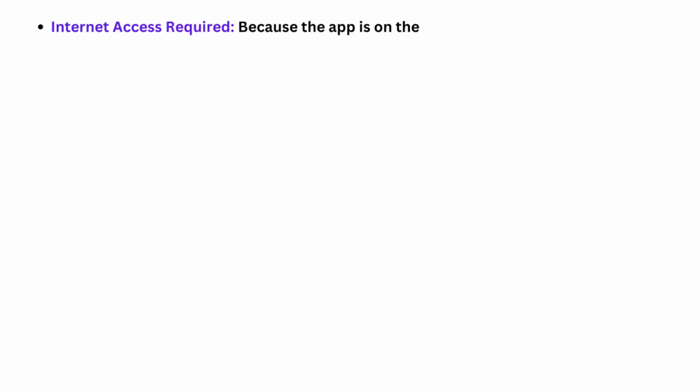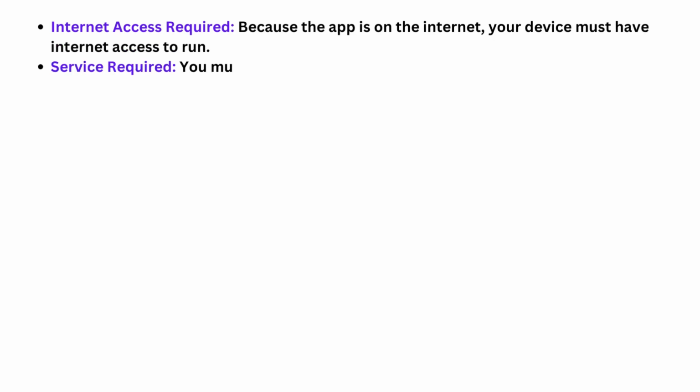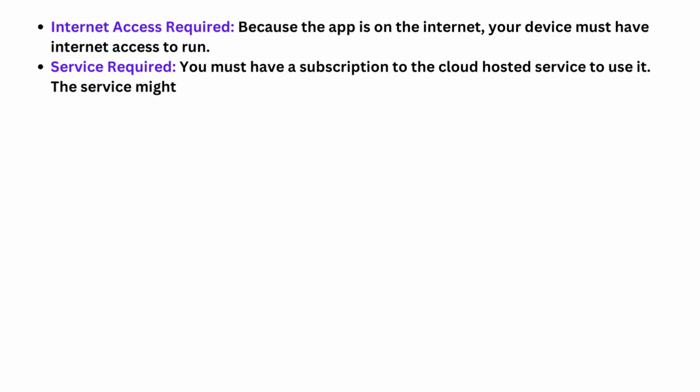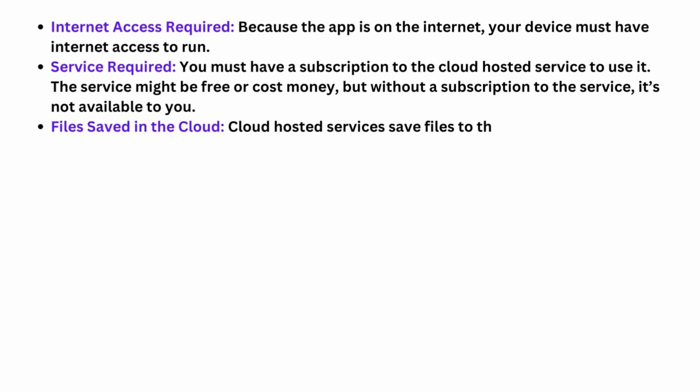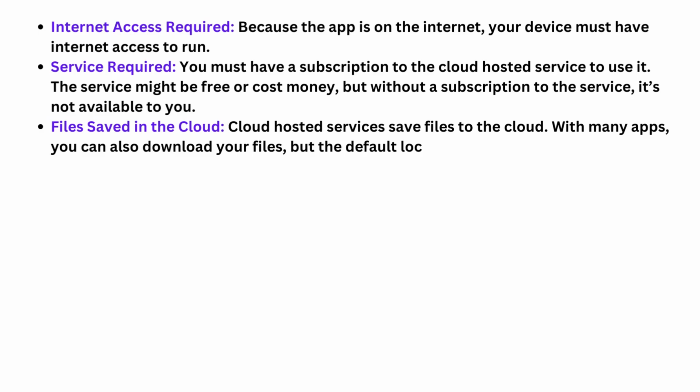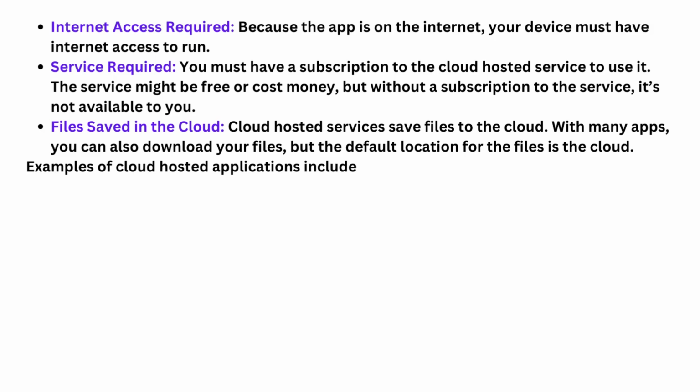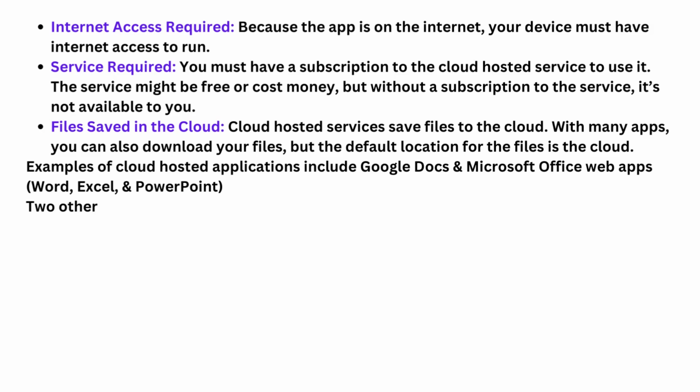Because the app is on the Internet, your device must have Internet access to run. Service required. You must have a subscription to the cloud-hosted service to use it. The service might be free or cost money, but without a subscription to the service, it's not available to you. Files saved in the cloud. Cloud-hosted services save files to the cloud. With many apps, you can also download your files, but the default location for the files is the cloud. Examples of cloud-hosted applications include Google Docs and Microsoft Office web apps, Word, Excel, and PowerPoint.